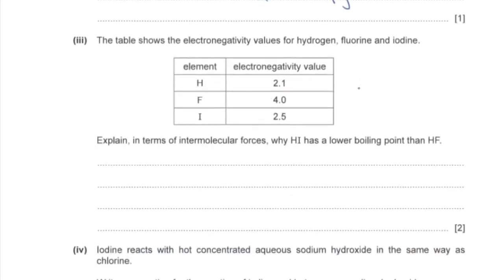Part 3, the table shows the electronegativity values for hydrogen, fluorine, and iodine. Explain in terms of intermolecular forces why HI has a lower boiling point than HF. So HF and HI both are polar molecules, but the greater the difference between the electronegativity values of the elements in a bond, the stronger that bonding will be. Here HF has a difference of 4 minus 2.1, which is 1.9. HI has a difference of just 0.4. Hence, the intermolecular forces present in HI are weaker than that in HF.